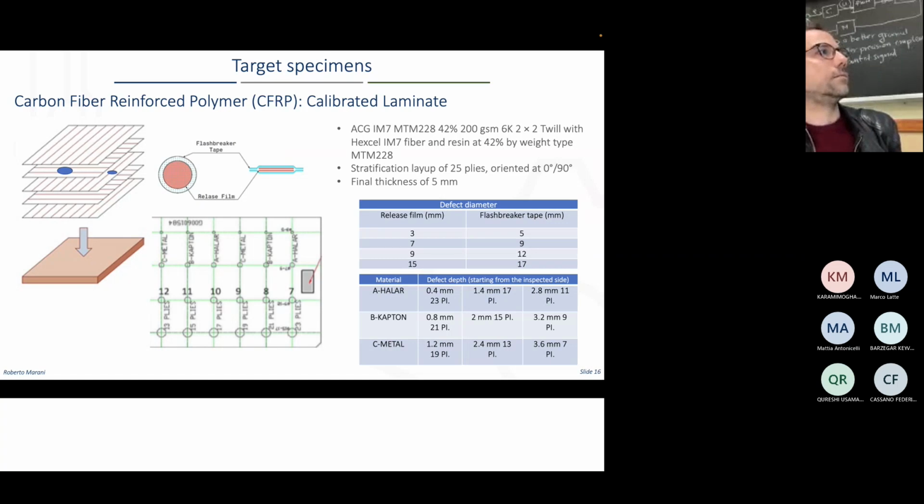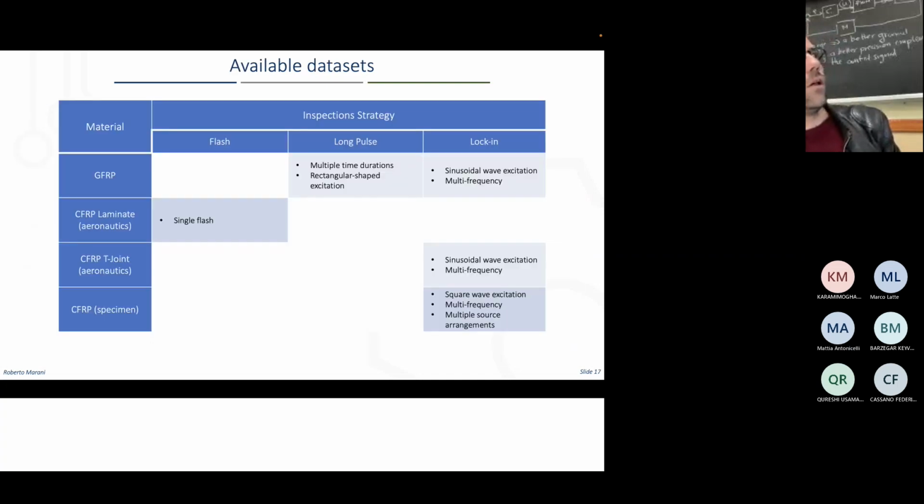This is another specimen, again made of carbon fiber reinforced polymer with inclusions of 3 different materials at different depths, and so we are getting an even more challenging specimen. So you see here that instead of having 1 or 2 materials for the inclusion, we get 3 materials for the inclusion. So these Teflon, Kapton, and metal discs, with different diameters at different depths. And for all these materials, we get different inspection strategies.